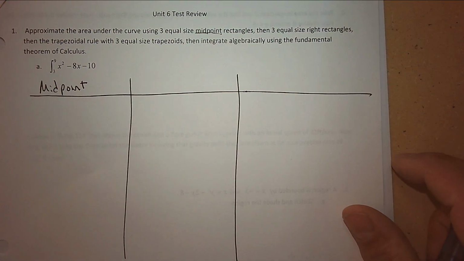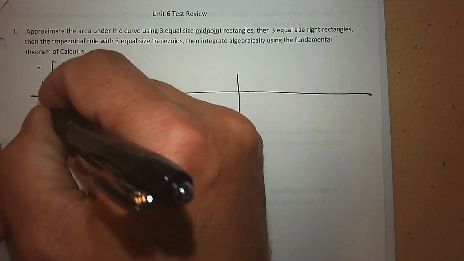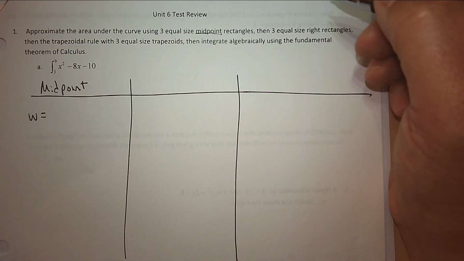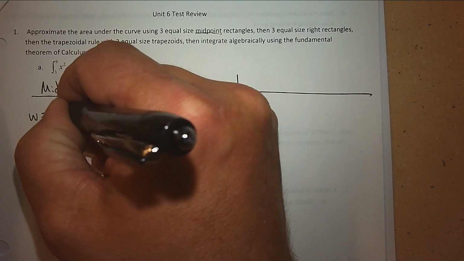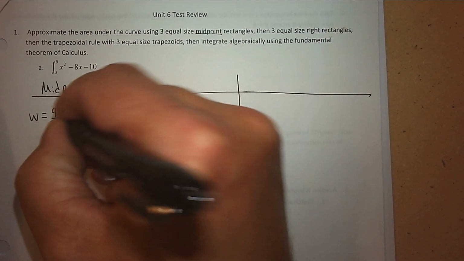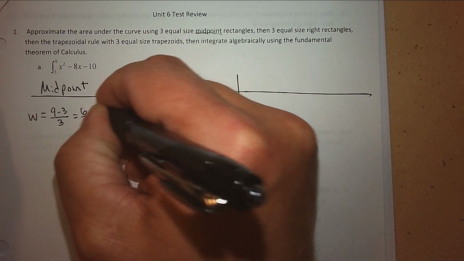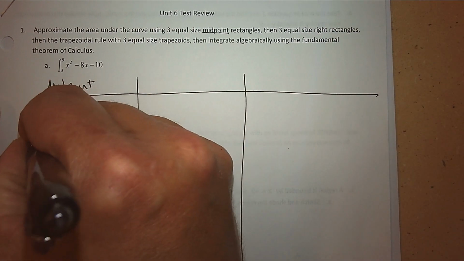What's the first thing I need to do? Do you know? First thing you need to do is find the common width. Do you know how to find it? Subtract the limits, and then divide by how many we have, which is 3. So 6 divided by 3, the common width is 2. So that's where I'm going to start.